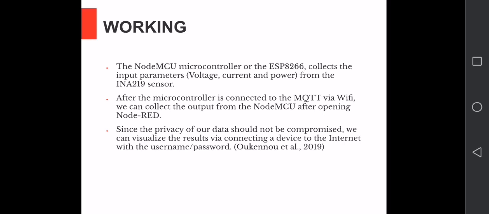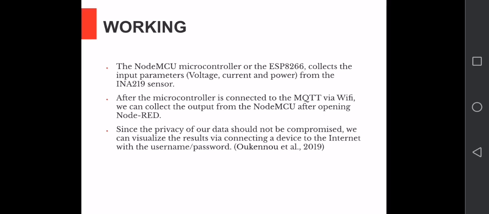The Node MCU, or the Wi-Fi SoC, or the ESP8266, collects the input parameters, voltage, current, and power from the INA219 sensor. Note that in the block diagram, we have added Node MCU and Arduino together, and hence wrote the Node MCU microcontroller together. Then the microcontroller is connected to the MQTT via Wi-Fi, and this can collect the output from Node MCU after opening Node-RED setup.